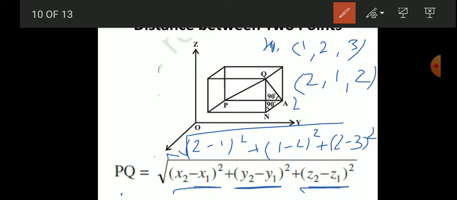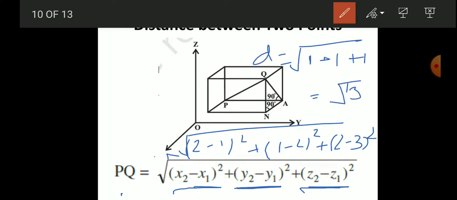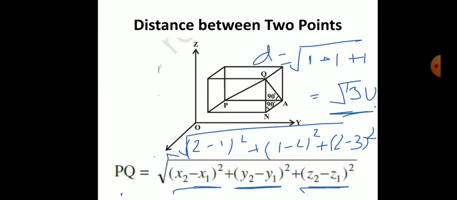So if you calculate the values, I'm rubbing out the point so that I have space. If you calculate that, it is nothing but 1 square, which is 1, 1 minus 2 is minus 1 square, again 1, and 2 minus 3 is again 1, so it is nothing but root 3 unit. So the distance d between 2 points is root 3 unit. Okay, so likewise you can find out the distance between 2 points.